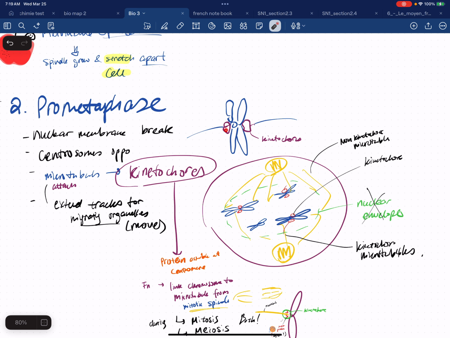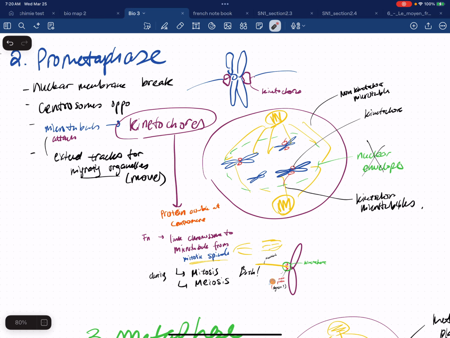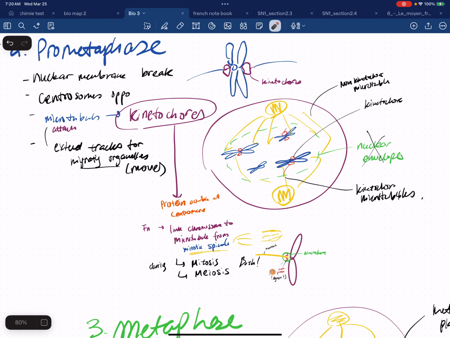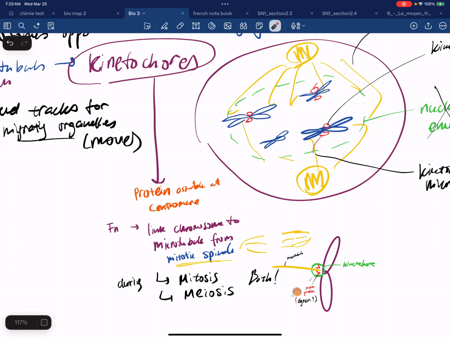So kinetochores will be formed at this spot here, which is the centromere of the sister chromatids, and this is called the centromere region. These are proteins assembled at the chromosome centromere to link the chromosomes to the microtubules from the mitotic spindle. So these red ones are proteins that will link the mitotic spindle to the individual chromosomes. And this will happen during both mitosis and meiosis. And this is what it looks like.